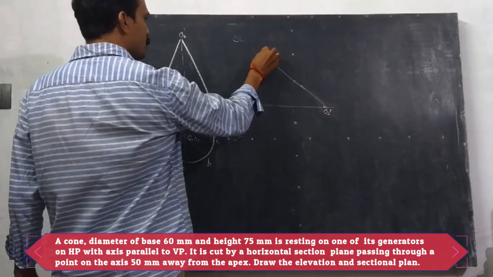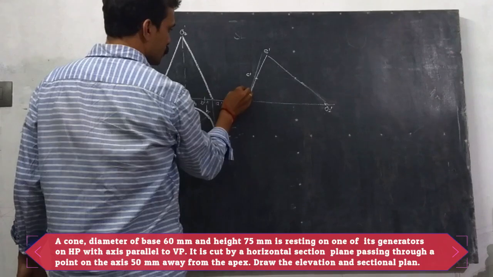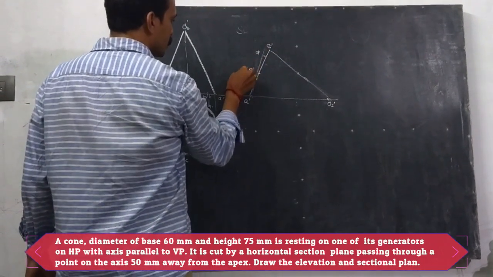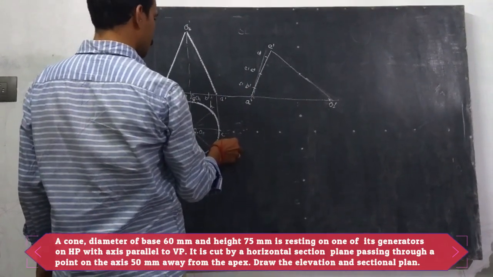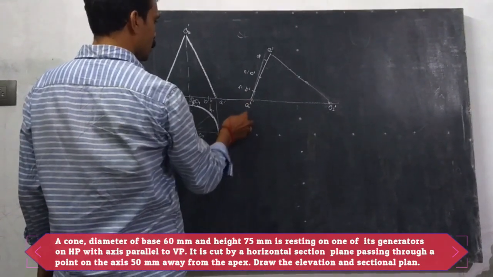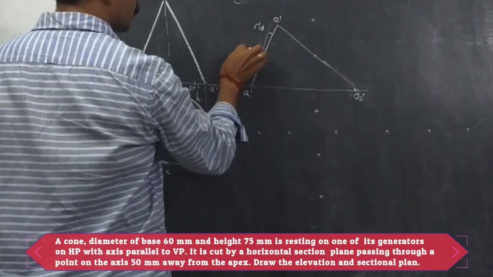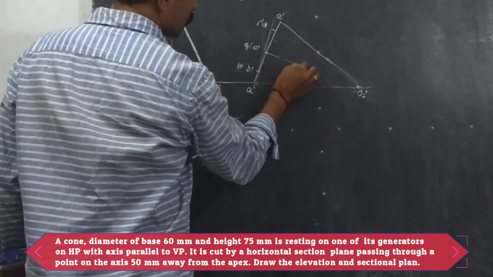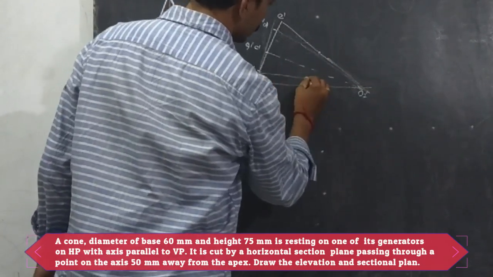This will be E dash, here it will be C dash, so this will be B dash, C dash, D dash, E dash, and then G dash and F dash. This is the axis and these are the generators.